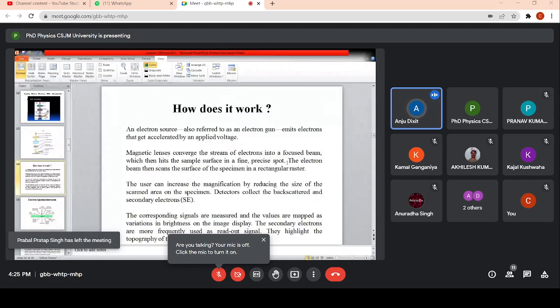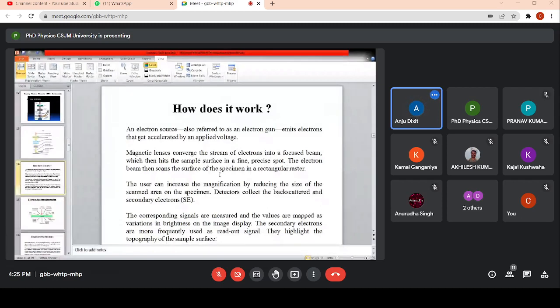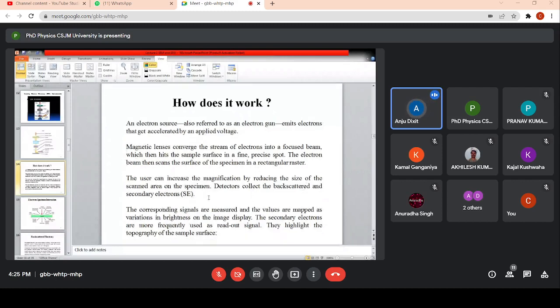The electron beam then scans the surface of the specimen in a rectangular raster. The user can increase the magnification by reducing the size of the scanned area on the specimen, so that we have to do manually there. Detectors collect the backscattered and secondary electrons. The corresponding signals are measured and values are mapped as variations in brightness on the image display.